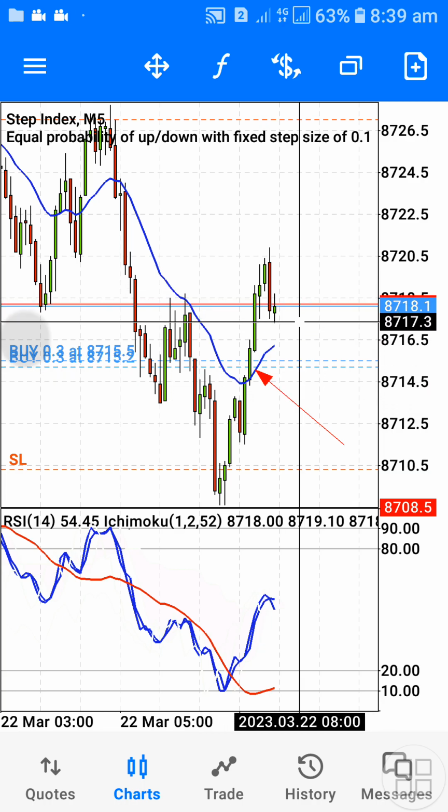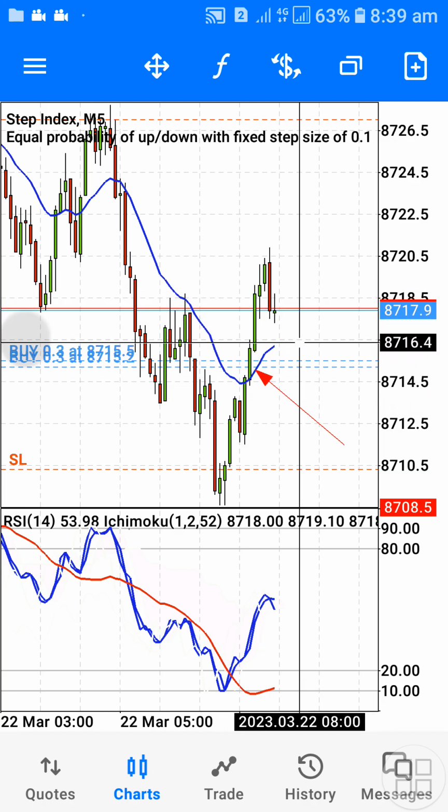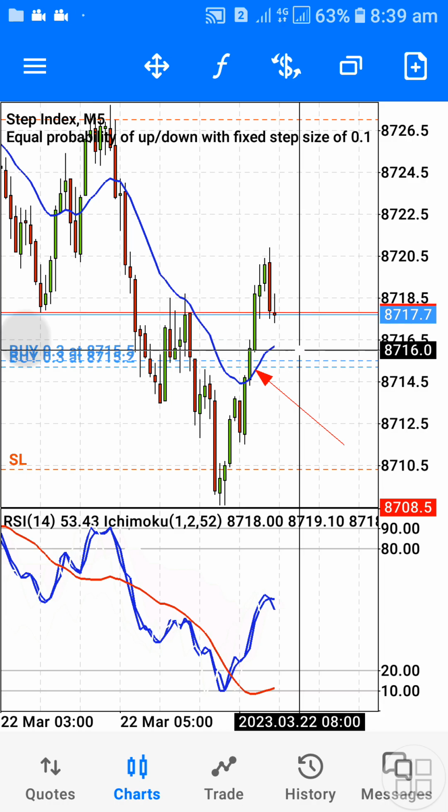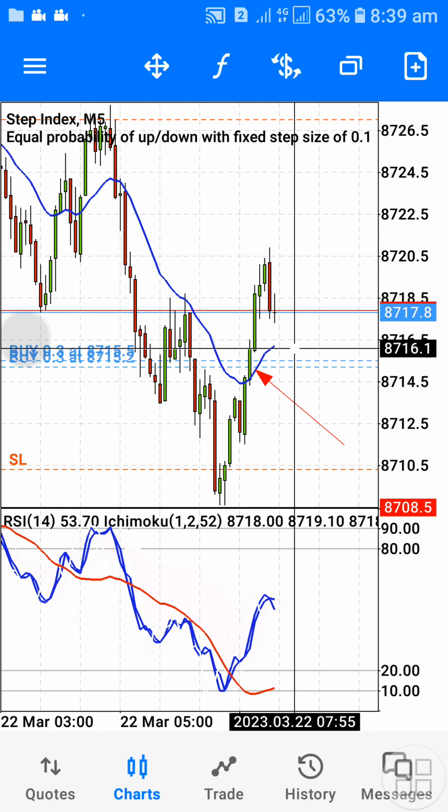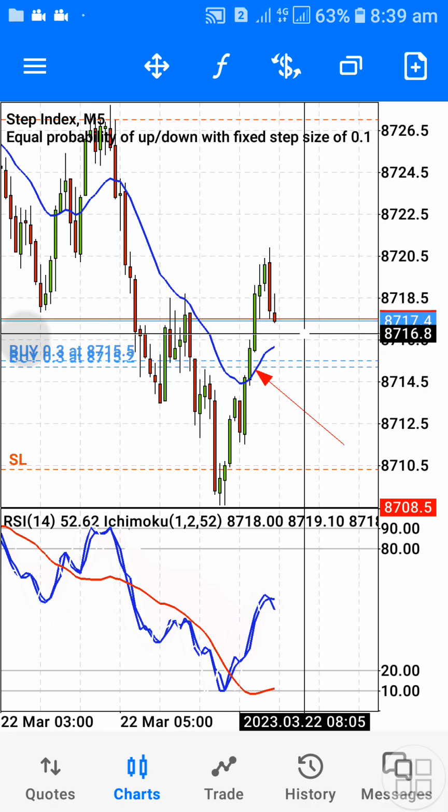If it forms another structure here, what I will do is bring my entry up here. Alright, I'll bring my entry up here. Alright, so okay, that is it.